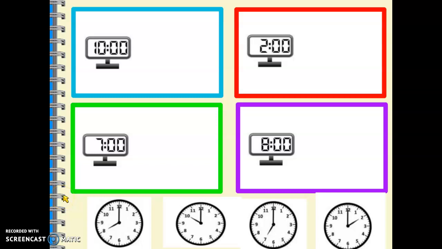Alright guys, let's continue looking at our clocks. Here we have these times in digital format, and down here we have these analog clocks. So now we're going to match the time.